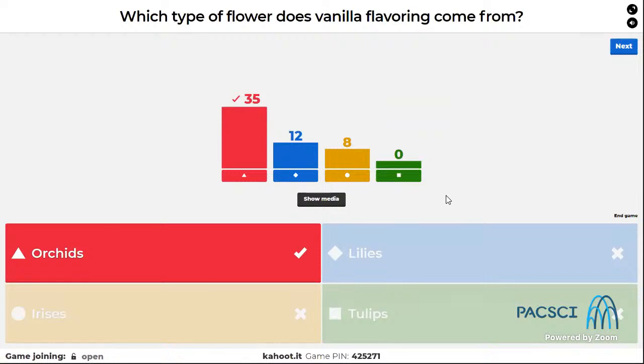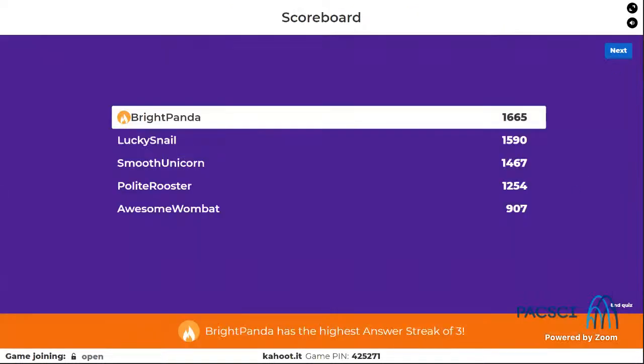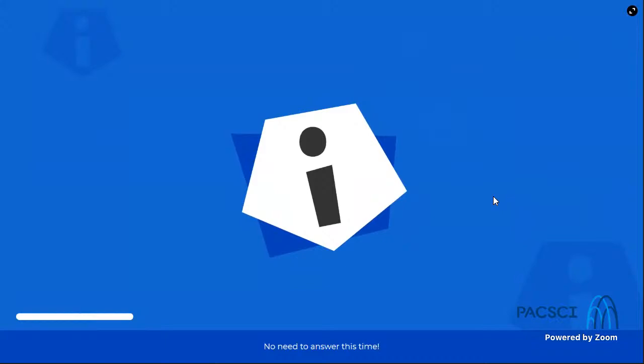Nicely done. Oh, wow, this is a really good one, many people knew this one. Orchids is exactly right. 35 people answered correctly for orchids. Bright Panda is staying up at the top. Nicely done. Bright Panda has the highest answer streak with 3, very good. All right, going on to the next one.